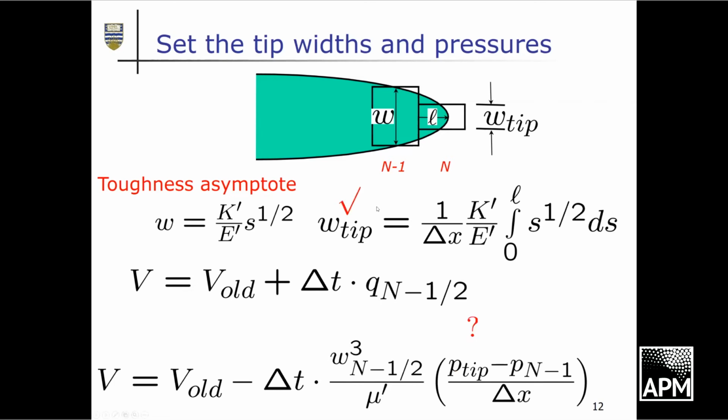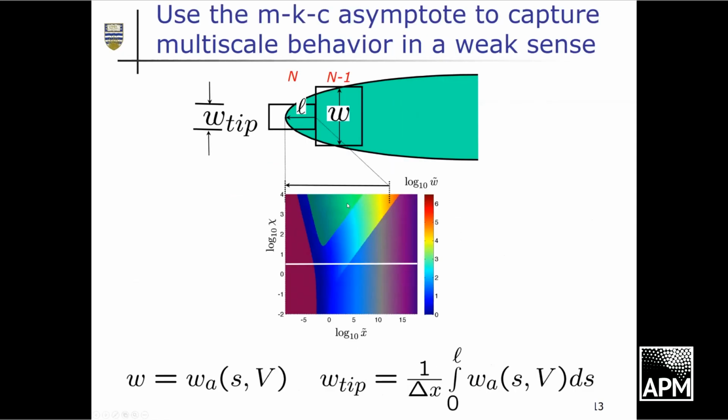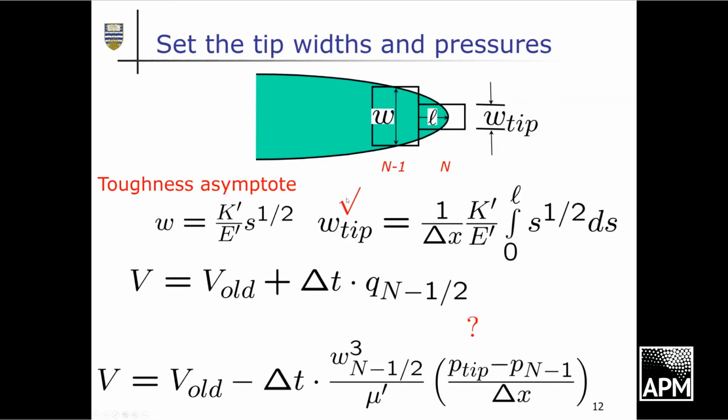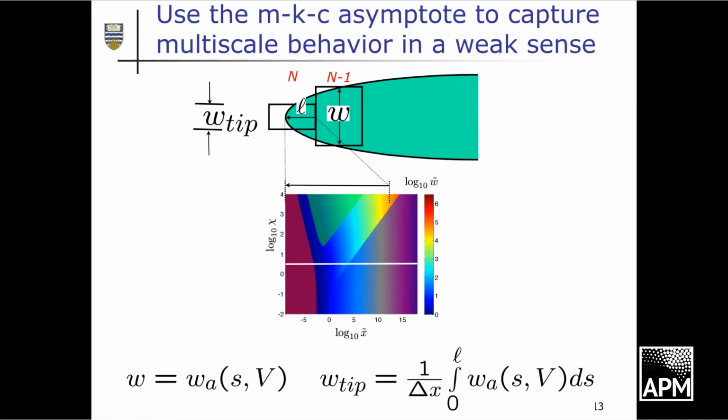And basically the tip is known given where the free boundary is. The tip width is known. So the pressure in the tip becomes a primary unknown. So you have this mixed sort of problem. So now how does that translate into asymptotics for a hydraulic fracture with multi-scale behavior?